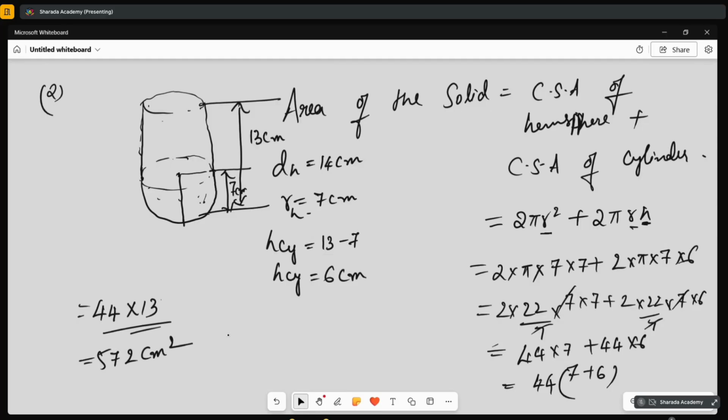Always remember, writing the units will carry half mark. And write the conclusion: the total area of the solid is 572 centimeter square.